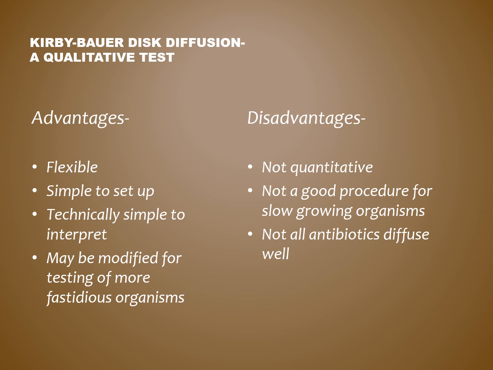So it's very modifiable. Some disadvantages of the Kirby-Bauer test are that it's not quantitative. We don't get an actual number in terms of concentration of antibiotic. Instead, we just get sensitive, intermediate, or resistant. Another disadvantage is that it is not a good procedure for slow-growing organisms. We do want to look at our Kirby-Bauer at about 16 to 20 hours. And not all antibiotics diffuse from the paper discs very well.